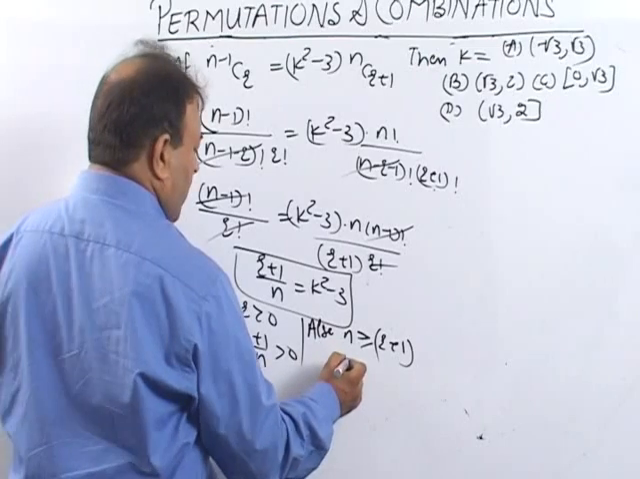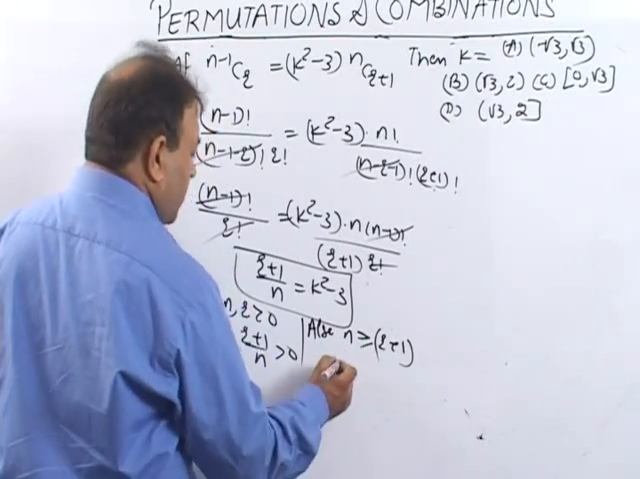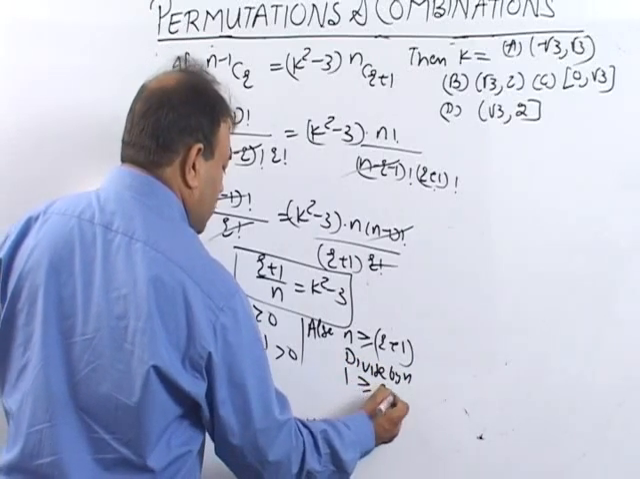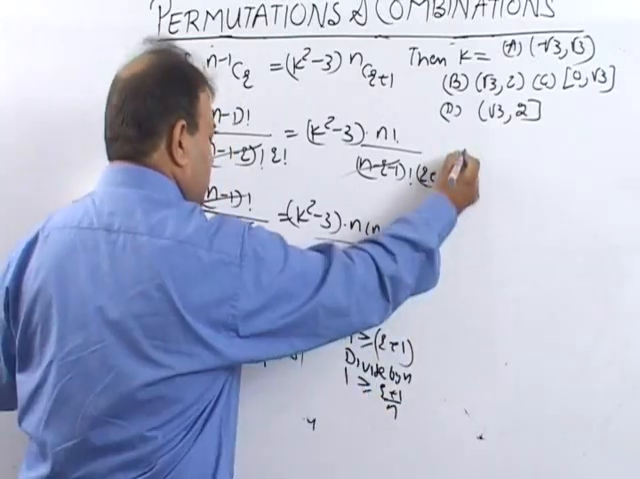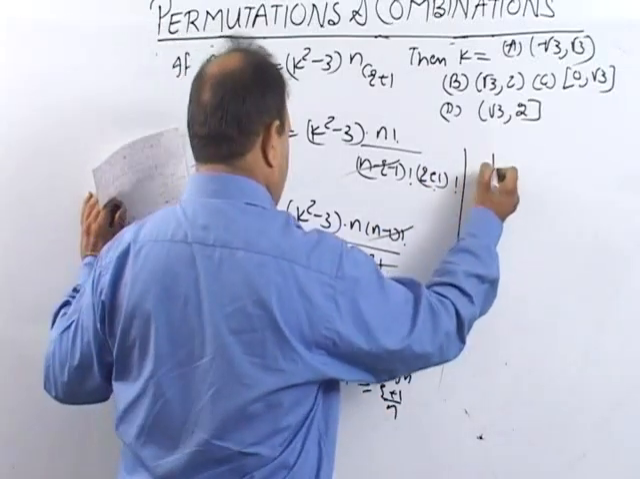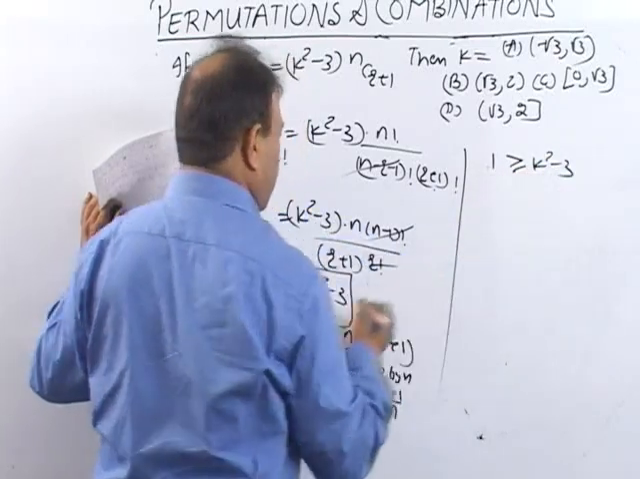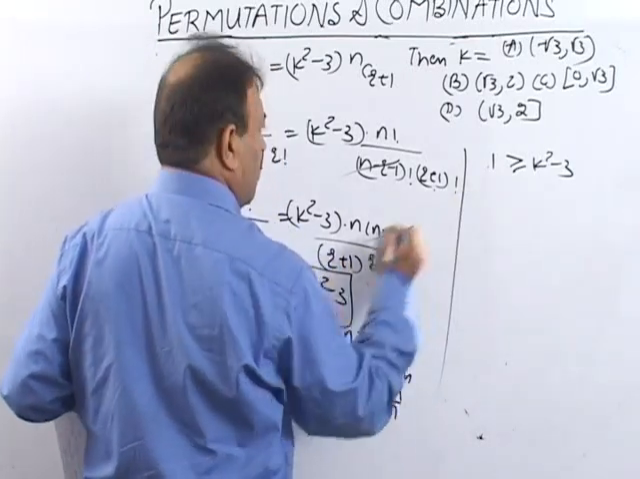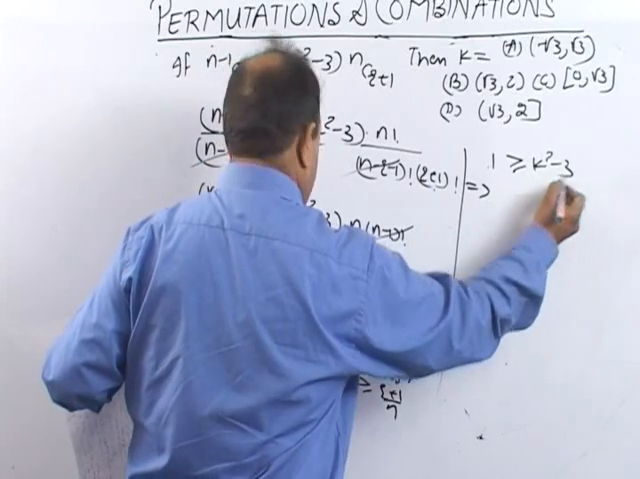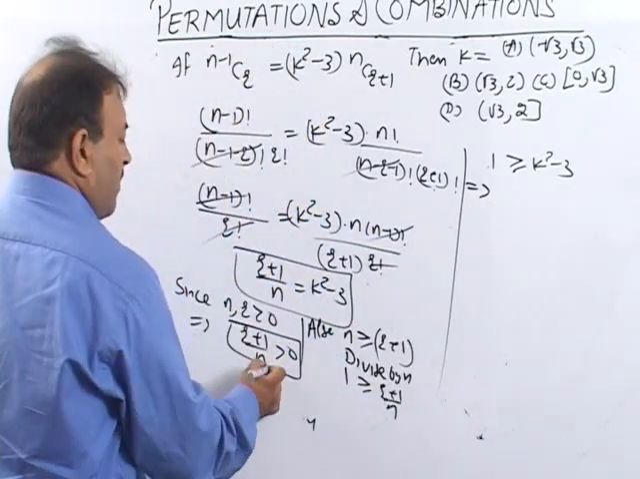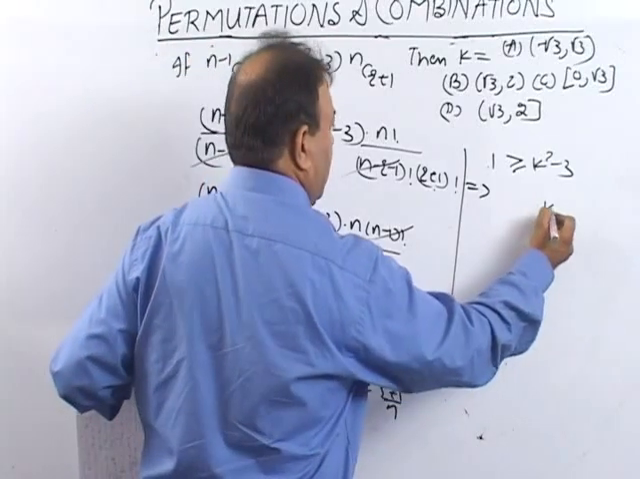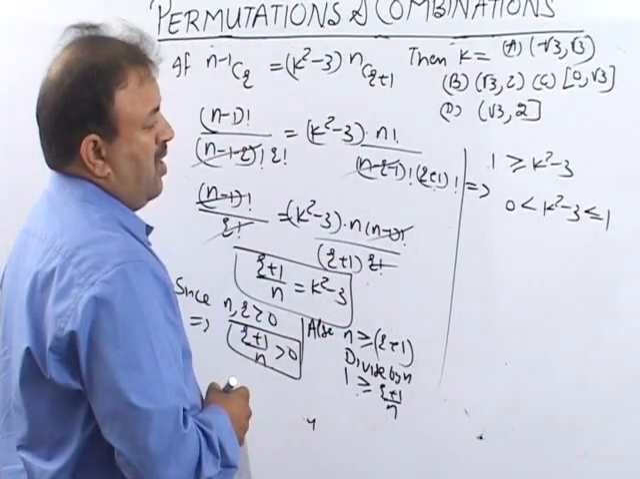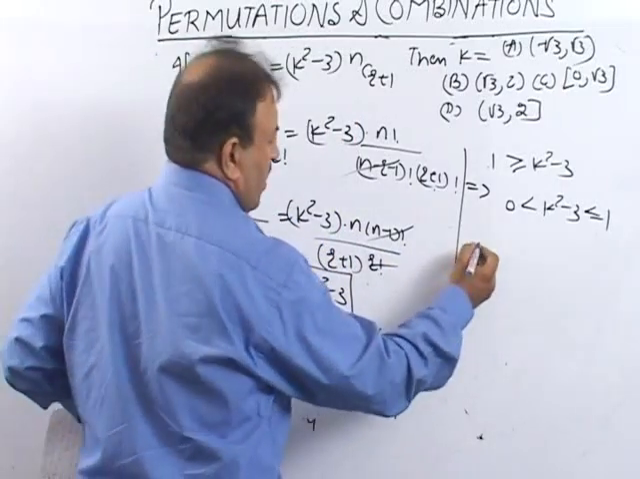The next thing is, यहां पे क्या बन जाएगा? It is 1. n and r plus 1 are constant. Divide by n. 1 is (r plus 1) upon n. I can say 1 is greater than k square minus 3 using this equation. Also, combining this and this, एक तो इस रिजल्ट को कंबाइन कर लेंगे. Combining this and this, we can say k square minus 3 is greater than 0 but less than or equal to 1. अब इसको सॉल्व करने के लिए अब हम क्या करेंगे? Add 3.